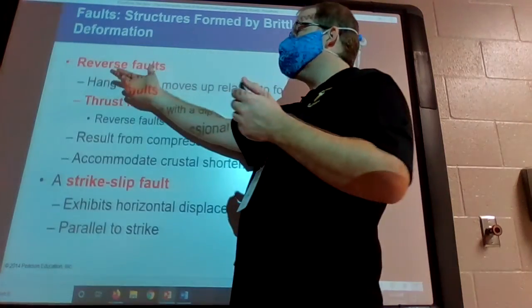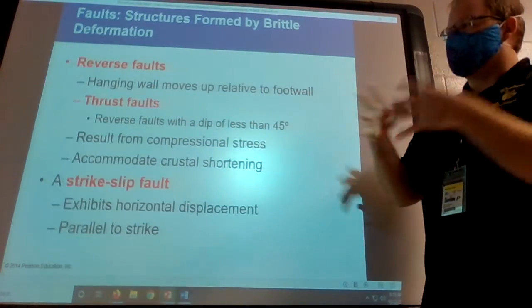So they talk about reverse faults. Reverse faults, your hanging wall moves up because you have compression.